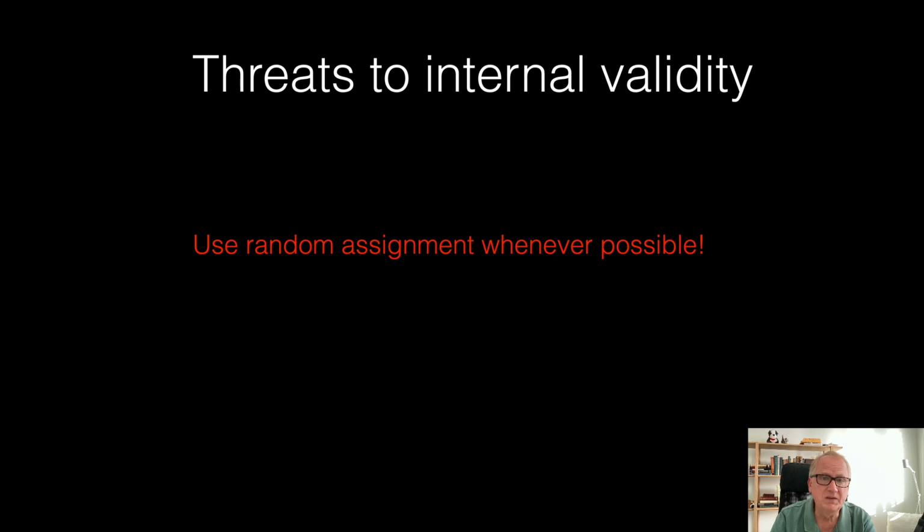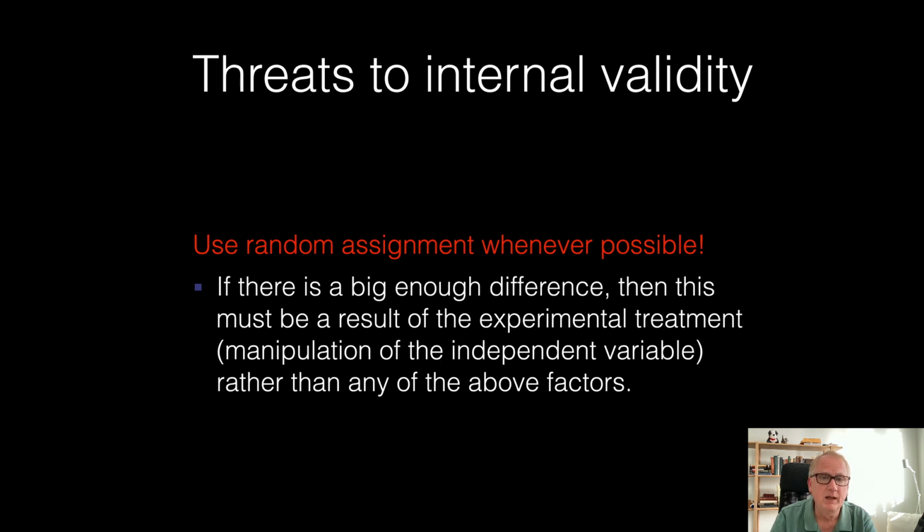And then, of course, use random assignment whenever possible. If there's a big enough difference, then this must be a result of the experimental treatment rather than any of the other factors. So our manipulation of the independent variable, if we used random assignment and we really get a difference between the two groups, we can feel confident because we use random assignment that the independent variable is actually really having an effect on the dependent variable. You see, when we don't use random assignment, then these threats to internal validity are even greater. They're even more of a problem. They're more of a nuisance. And so again, when we can, we try to use random assignment.